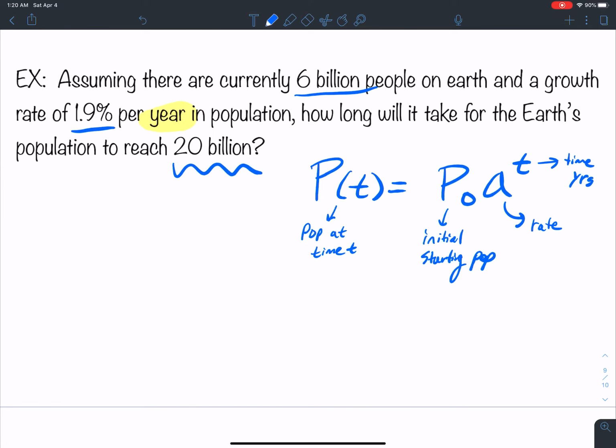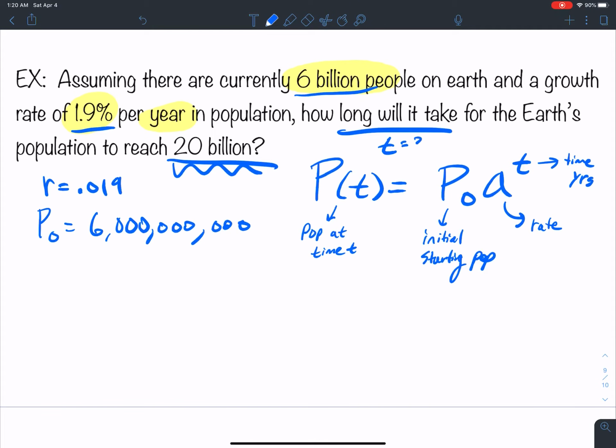Okay, so what do we know? What are the numbers we know? 6 billion, that's how many people we started with on the planet. Where rate of growth is 1.9%, so my r is 0.019. Okay, my P naught is 6 billion, 9 zeros. What else do I have? I want to see how long is t, so that's what I'm looking for. How long is t? Okay, so until we get to 20 billion, so P of t equals 20 billion.